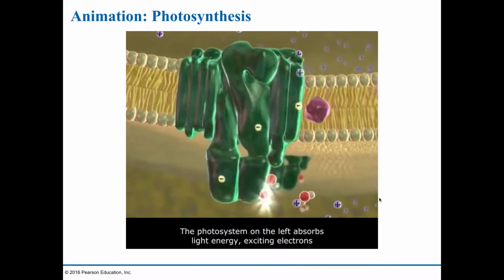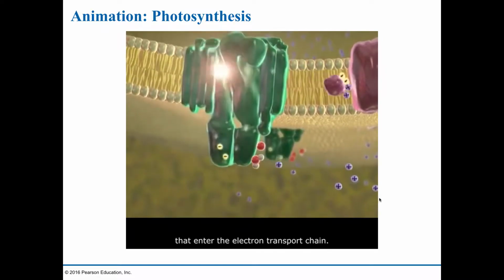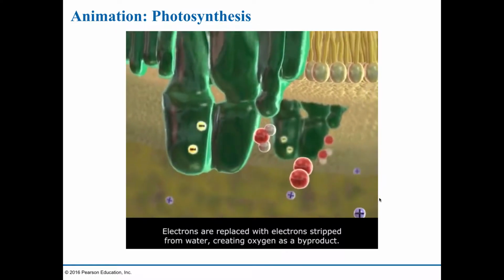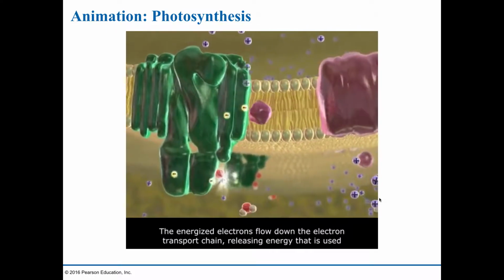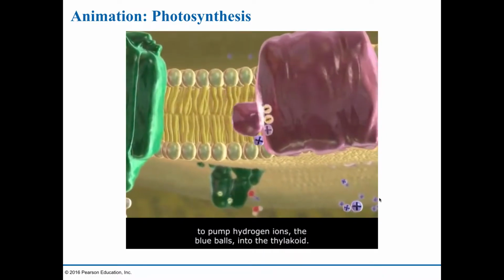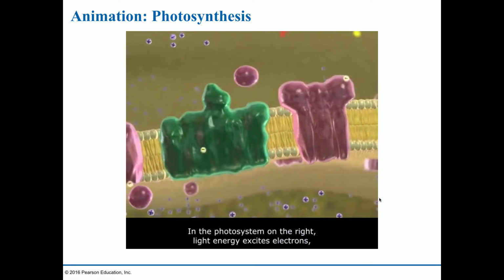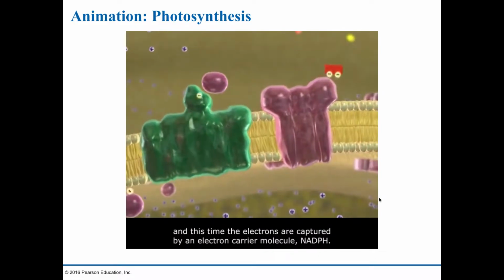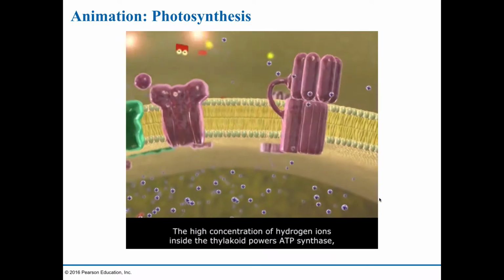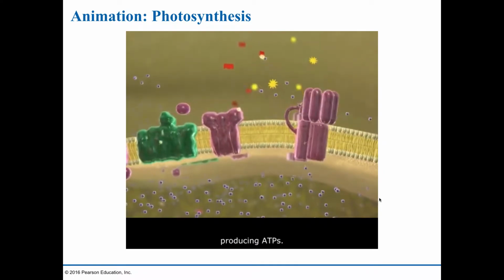Now let's take a closer look at the steps of the light reactions. The photosystem on the left absorbs light energy, exciting electrons that enter the electron transport chain. Electrons are replaced with electrons stripped from water, creating oxygen as a byproduct. The energized electrons flow down the electron transport chain, releasing energy that is used to pump hydrogen ions, the blue balls, into the thylakoid. In the photosystem on the right, light energy excites electrons, and this time the electrons are captured by an electron carrier molecule, NADPH. The high concentration of hydrogen ions inside the thylakoid powers ATP synthase, producing ATPs.